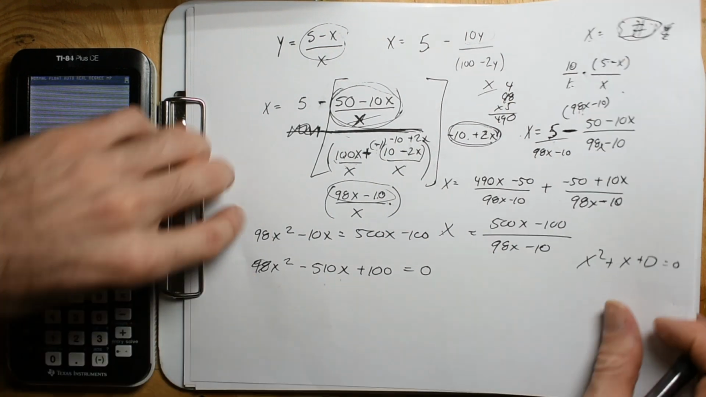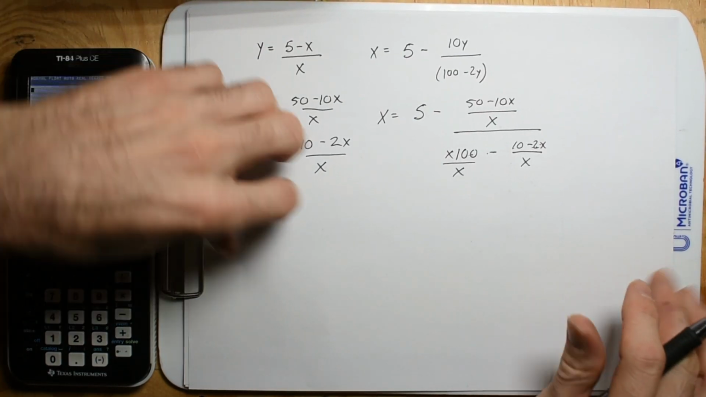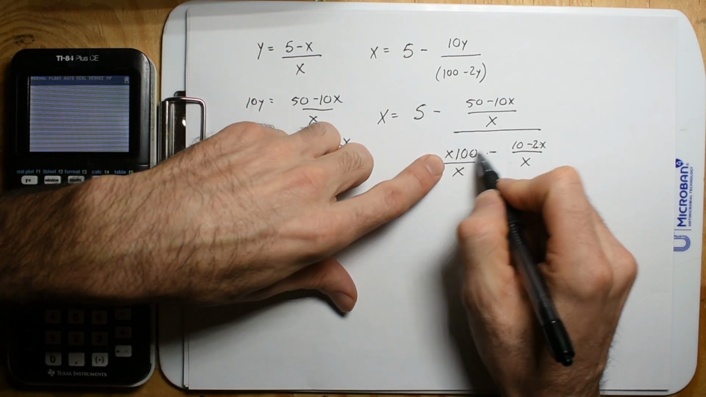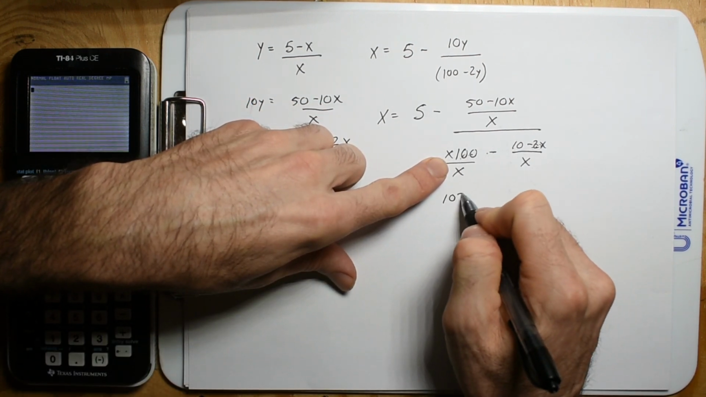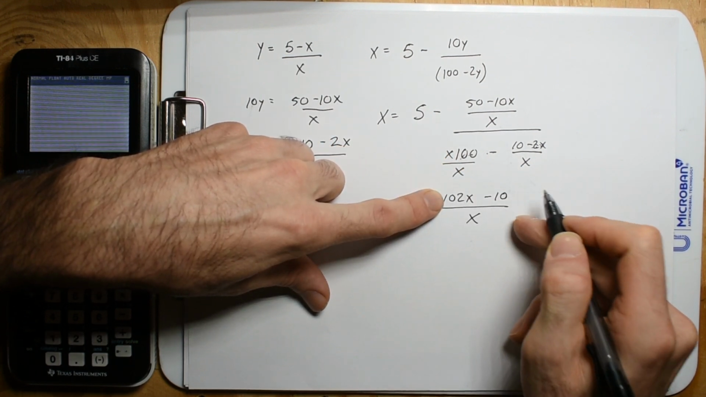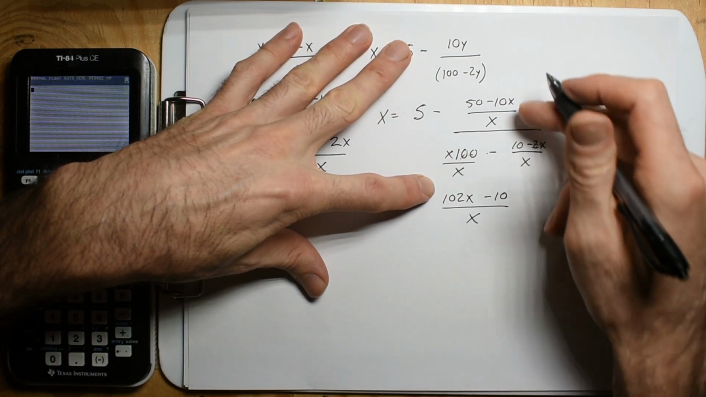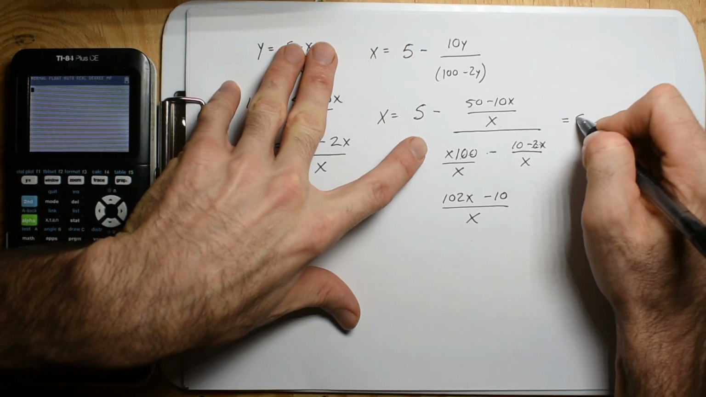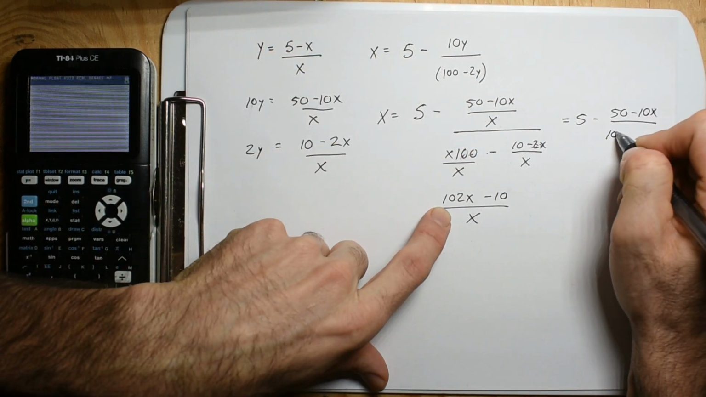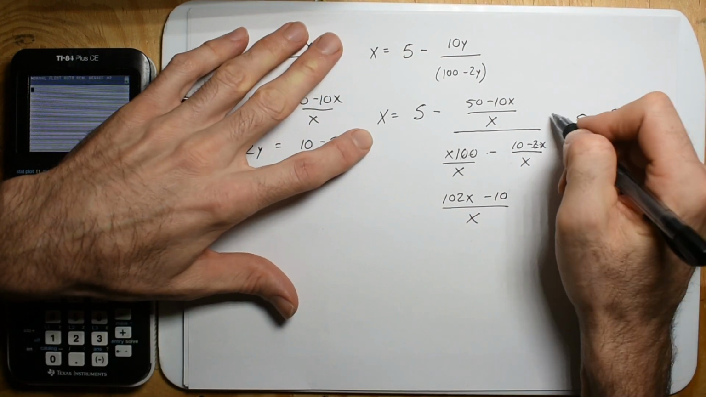Nope, that's still wrong. So let's still continue because I'm sure that messed up a few things. All right, so here on this denominator, we're going to have 102x minus 10, and we're still dividing by x. Okay, so now we're going to have top and bottom. So this whole thing becomes 5 minus, top stays the same, bottom is this, 102x minus 10. This is all equal to x.